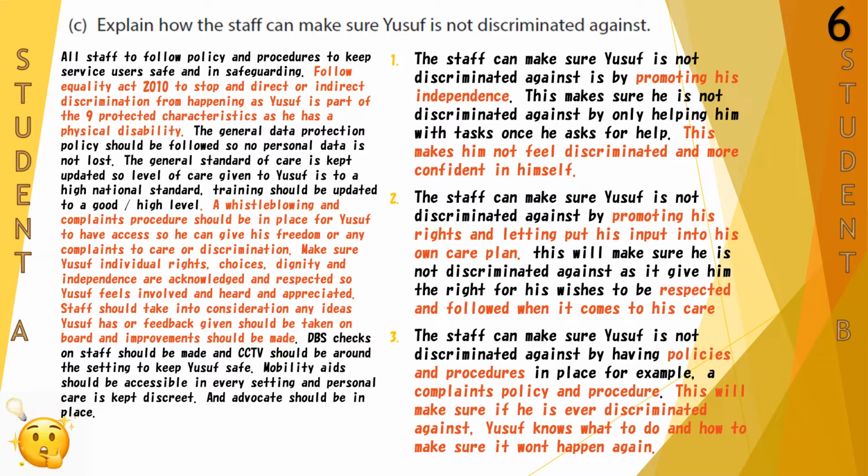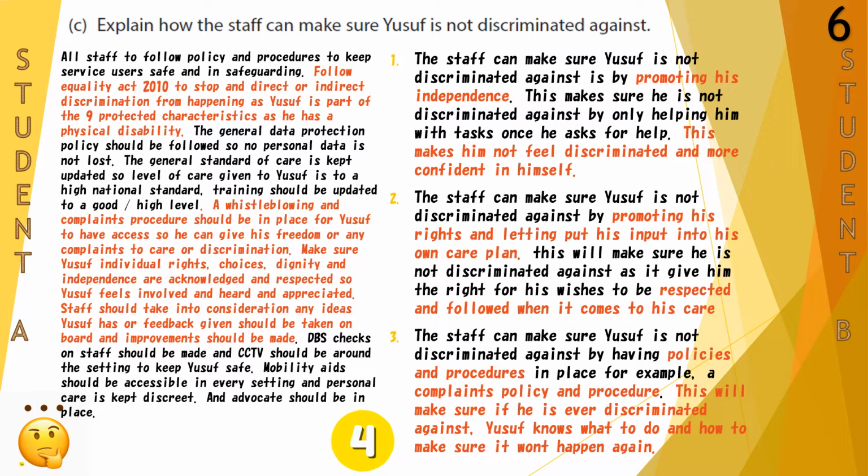Staff can make sure he's not discriminated by having policies, for example, a complaints procedure, and again, make sure he's not discriminated. So student B, the formula they've used of here's my point and here's how it stops discrimination, it's very much ticking that 1+1. Every point, here's a reason, here's a response. Reason, why, reason, why. And this maybe demonstrates the difference.